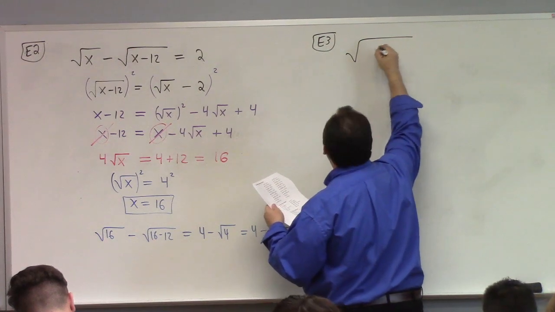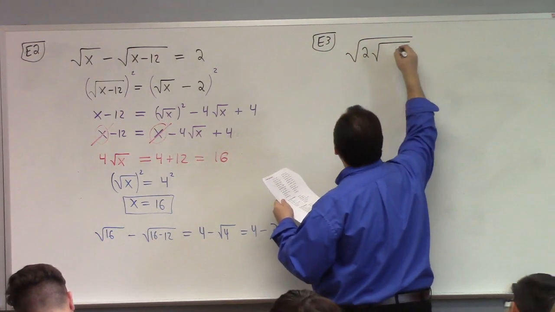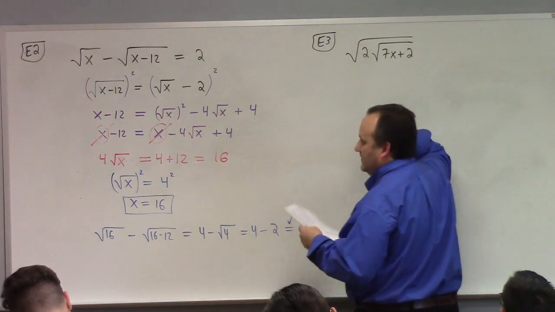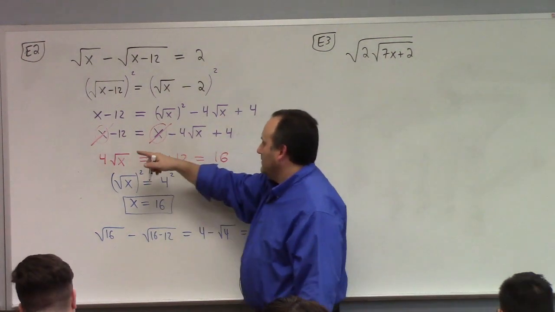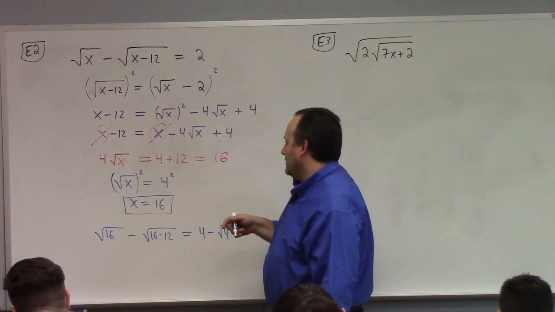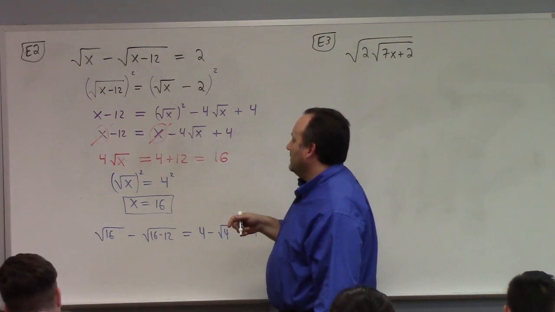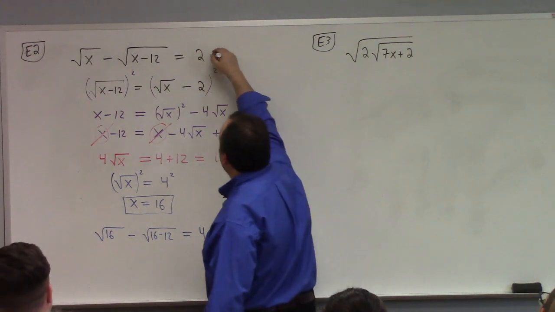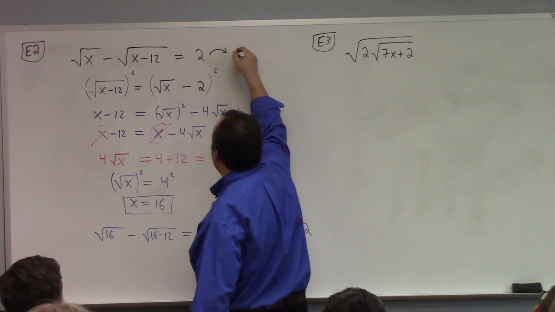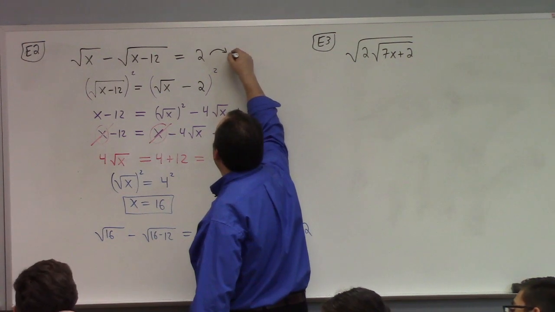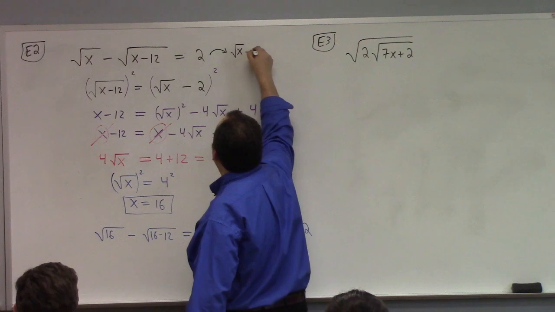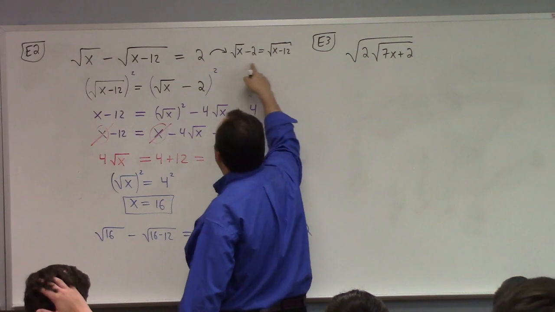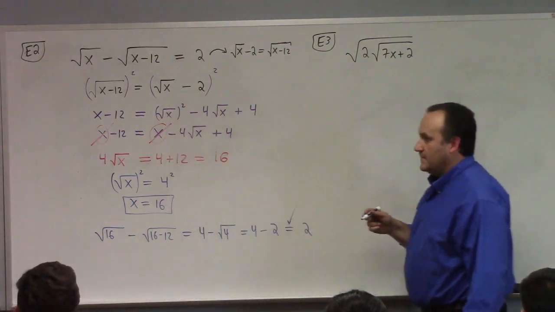So how did you get the square root of x minus 12? How did I get the square root of x? Where you subtract 2 on the other side and then add the square root of x minus 12 to the other side. Right. To go from here, the next step I made was the square root of x minus 2 is equal to the square root of x minus 12. And then I just flipped the sides to get it.